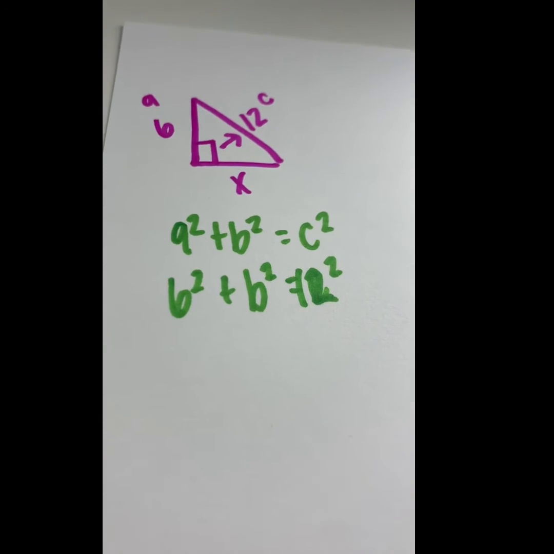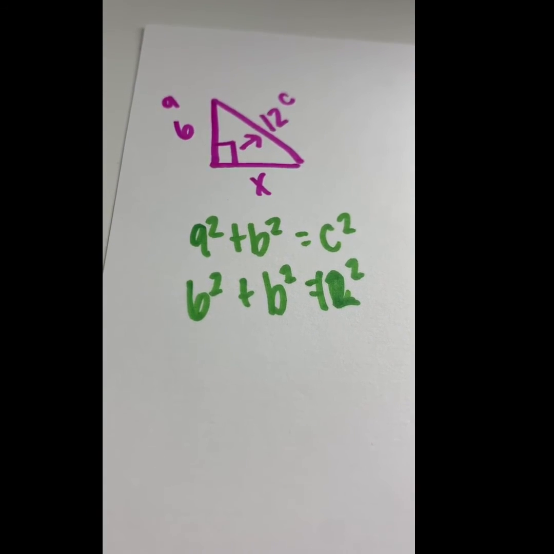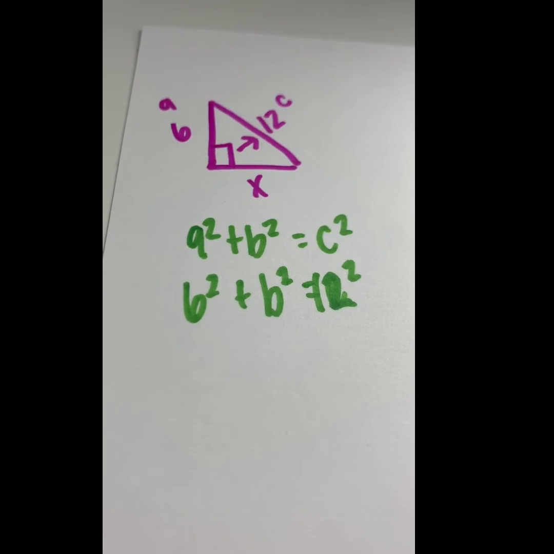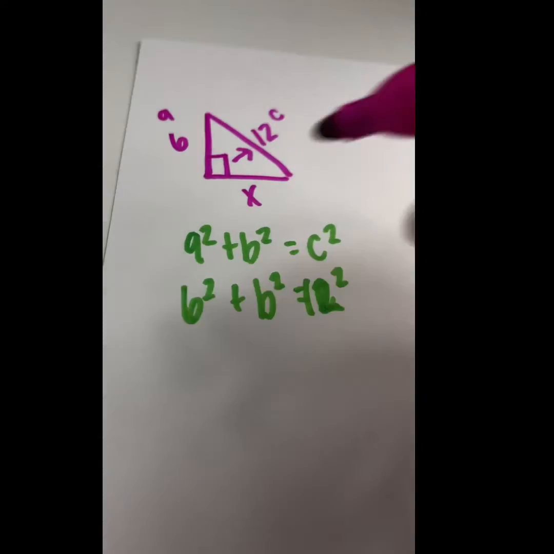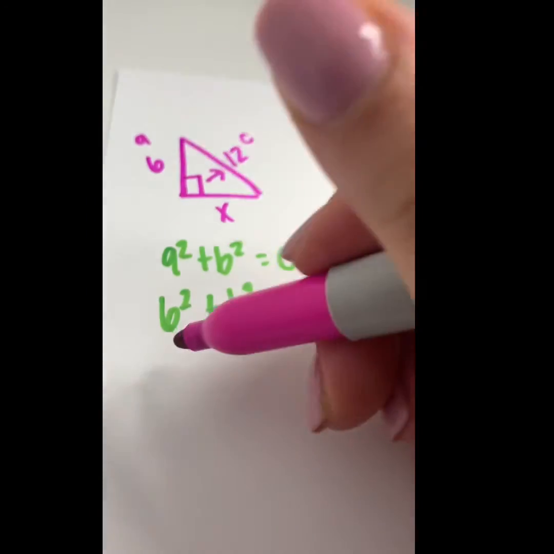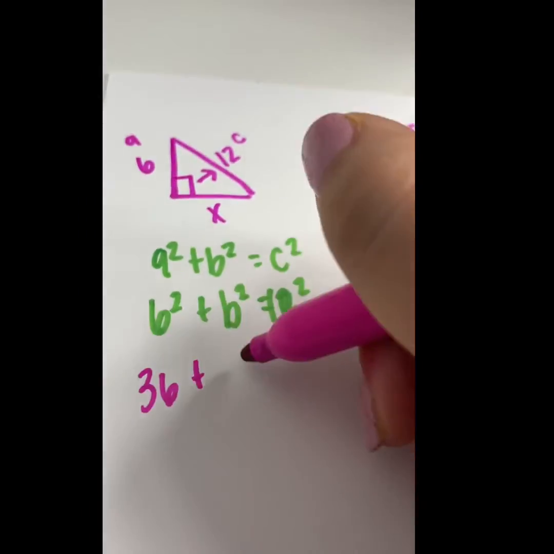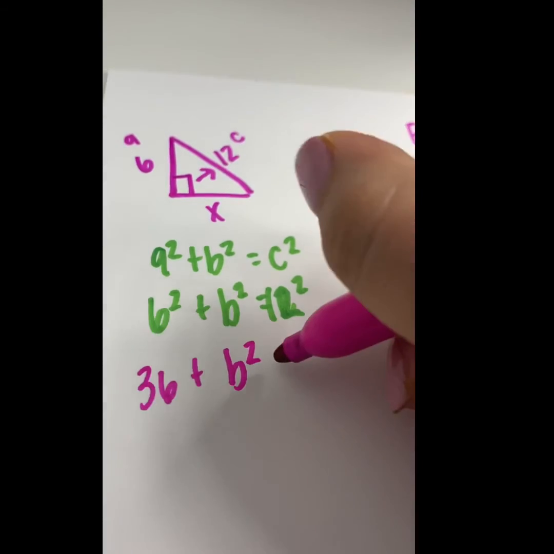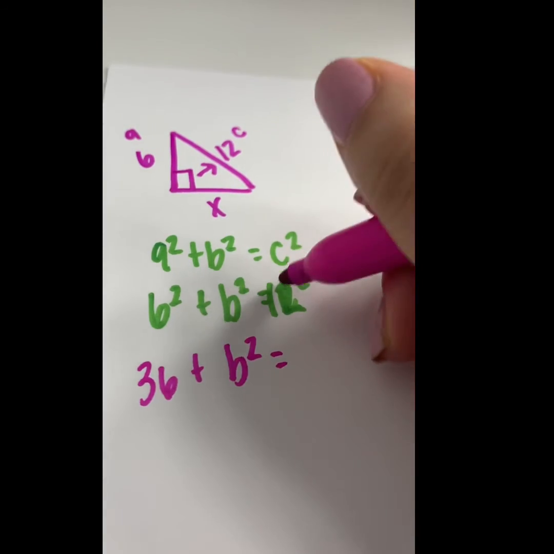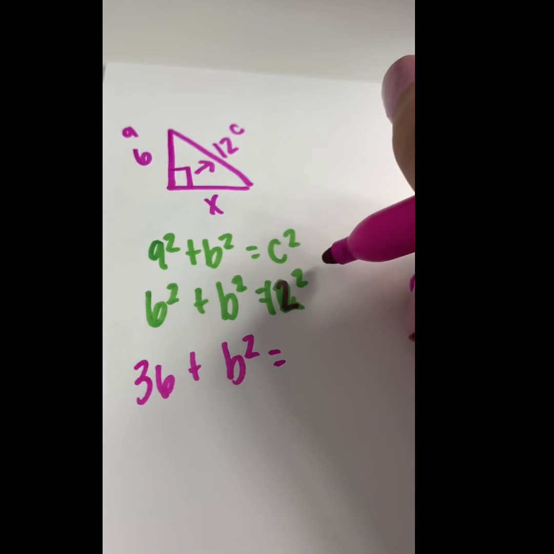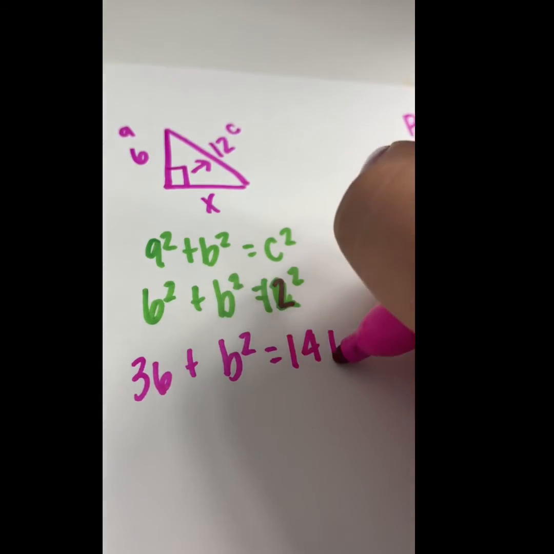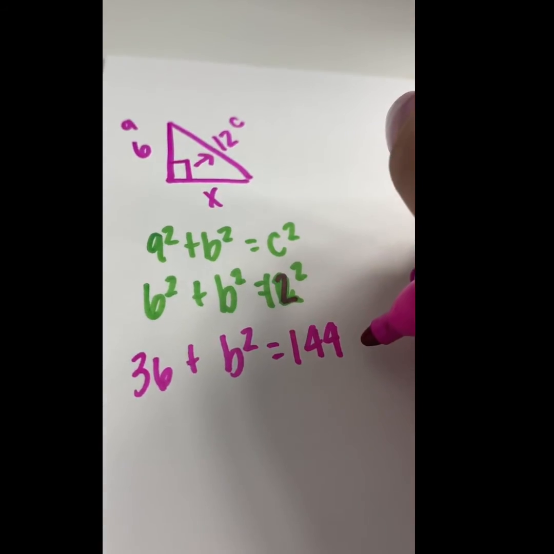So let me switch colors here. Okay, we have 6 times 6, which is going to be 36, or 6 squared, plus, again, we don't know our B, so we'll just bring that down. And then we have our 12. 12 times 12 is 144, or 12 squared is 144.